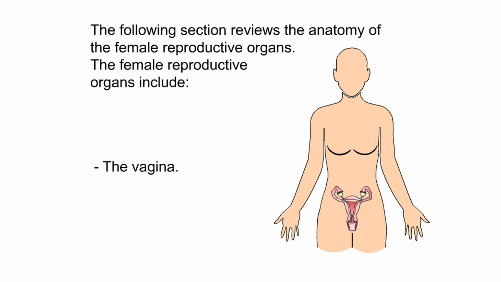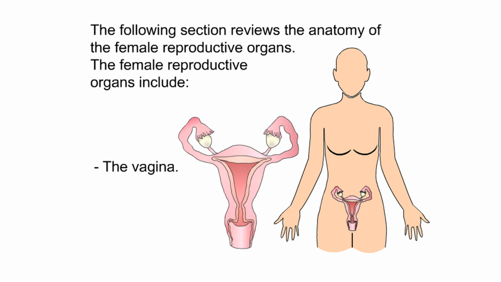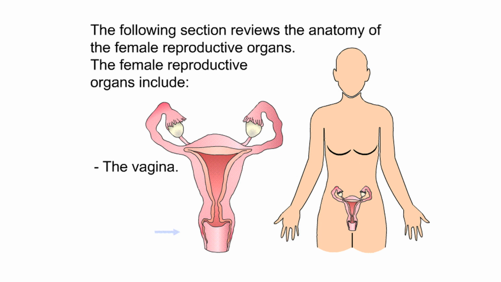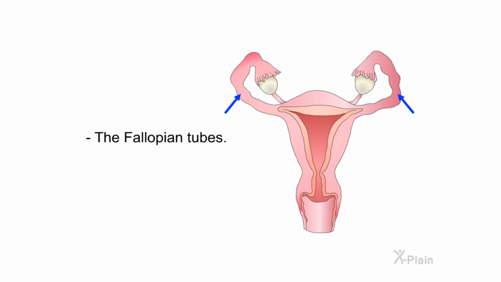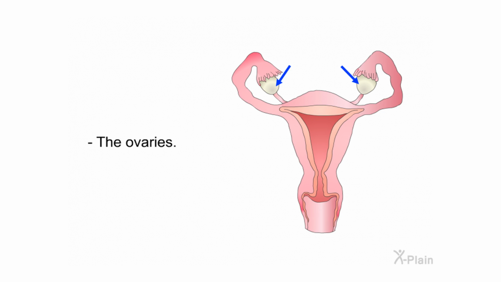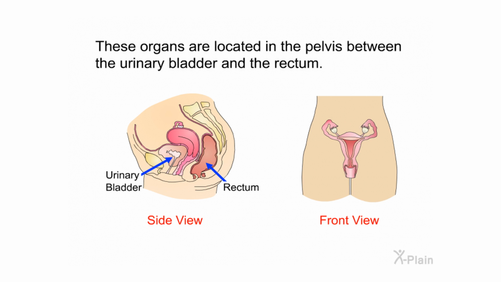Anatomy. The following section reviews the anatomy of the female reproductive organs. The female reproductive organs include the vagina, the uterus, the fallopian tubes, the ovaries. These organs are located in the pelvis between the urinary bladder and the rectum.